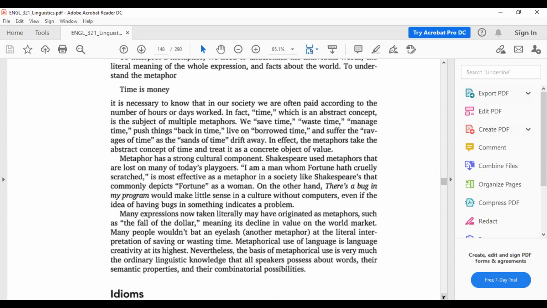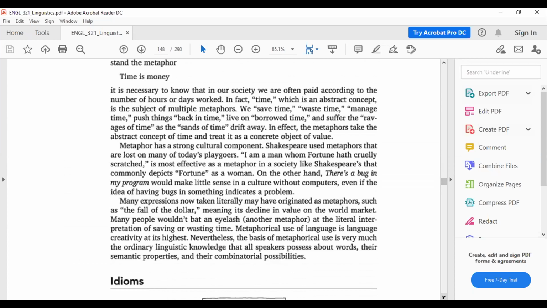We know that time is something and money is something else, but we take this in the metaphorical meaning, and we need to use it: time equals money. When you work in the West, every hour, let's say, is worth $20, so time is money for them. So here you see, it is necessary to know that in our society, we are often paid according to the number of hours or days worked.